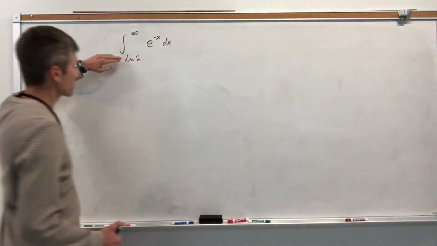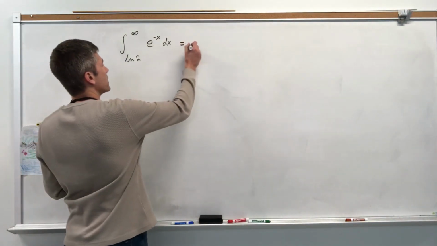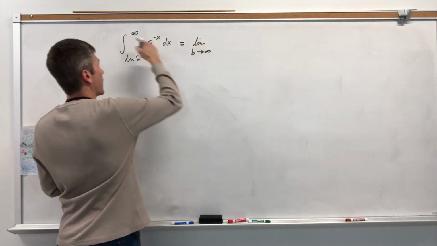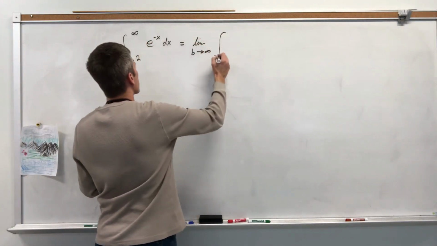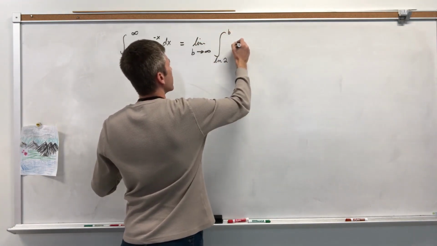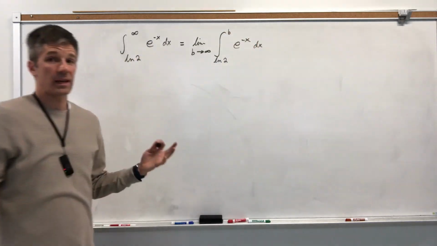I generally let this one be a and that one be b. That's the way you'll see it in most textbooks and other explanations. So we're going to do the limit as b approaches infinity, because that's the culprit. And it's going to go from the natural log of 2, which is a number, to b of e to the negative x dx. Okay, we're ready to integrate at this point.